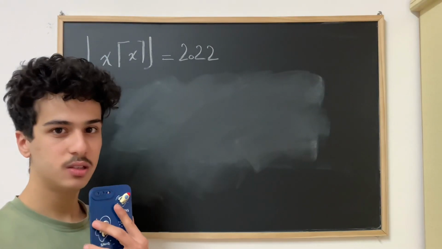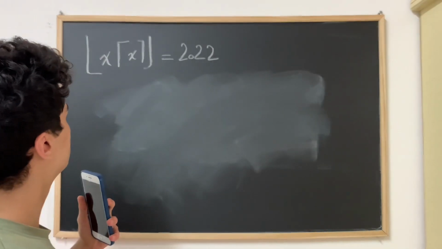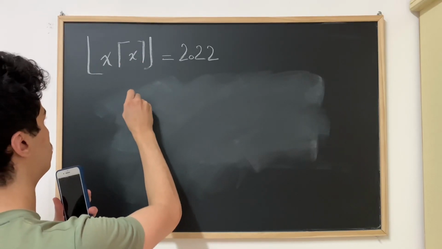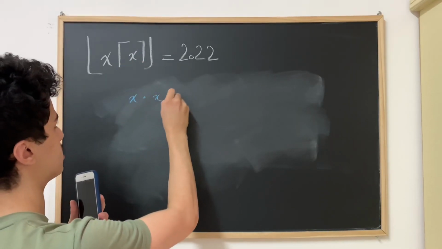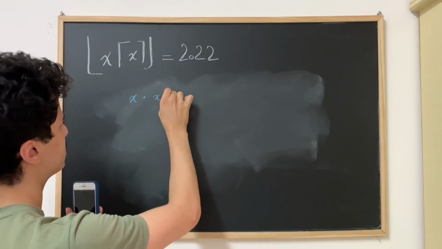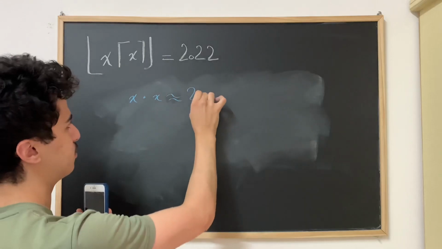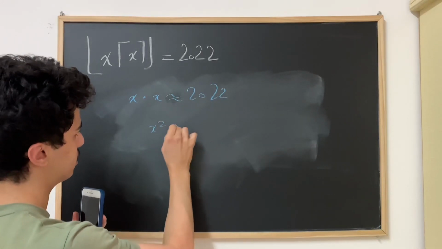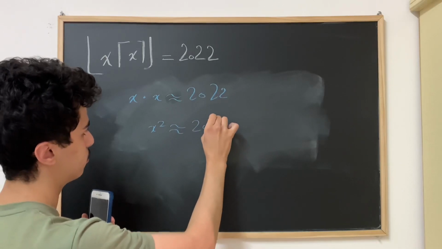Now, to get an approximation of the answer, we could forget about the floor and ceiling functions and just do x times x is equal to something close to 2022. So let's say approximately, though it's not going to be very approximate. So x squared is approximately 2022.